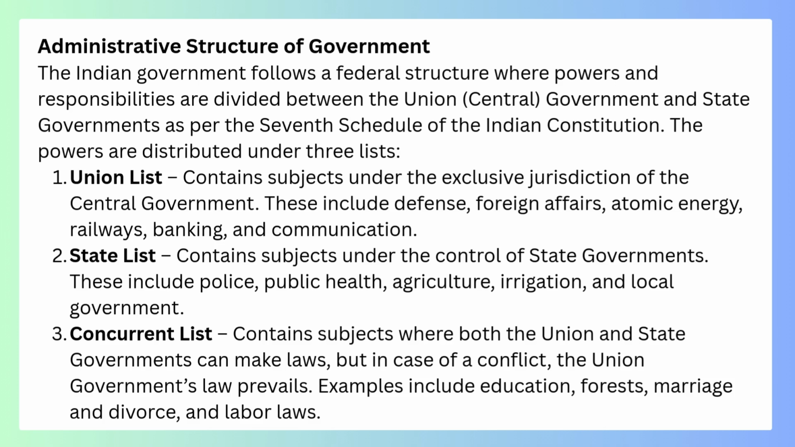State list contains subjects under the control of state governments. These include police, public health, agriculture, irrigation, and local government. Concurrent list contains subjects where both the union and state governments can make laws, but in case of a conflict, the union government's law prevails. Examples include education, forests, marriage and divorce, and labor laws.